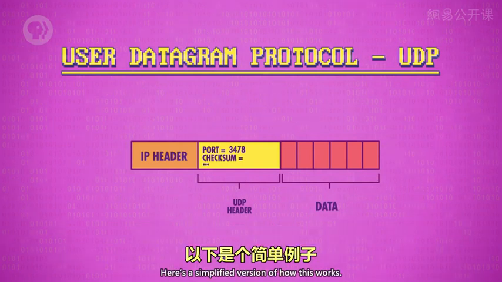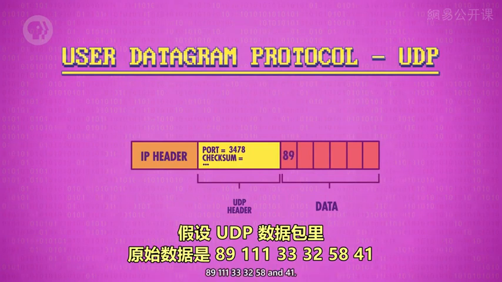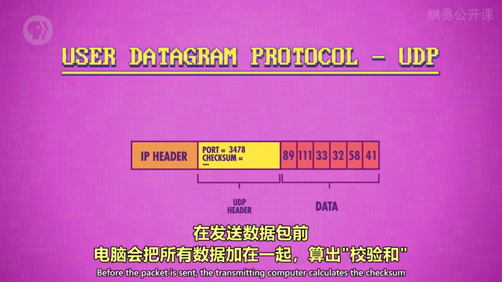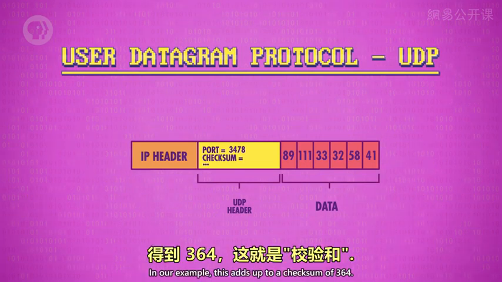Here's a simplified version of how this works. Let's imagine the raw data in our UDP packet is 89, 111, 33, 32, 58 and 41. Before the packet is sent, the transmitting computer calculates the checksum by adding all the data together. 89 plus 111 plus 33 and so on. In our example, this adds up to a checksum of 364.